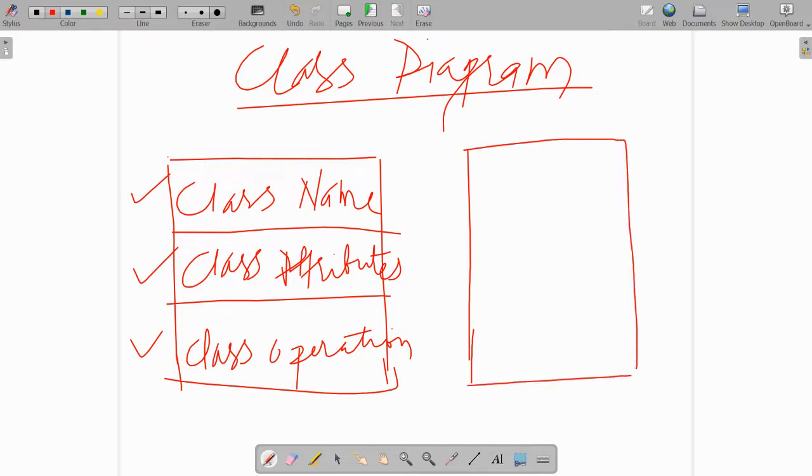So can I just say that this particular class diagram will have three blocks. The first, at the top, will have the class name. So here I can just write down the class name as student.